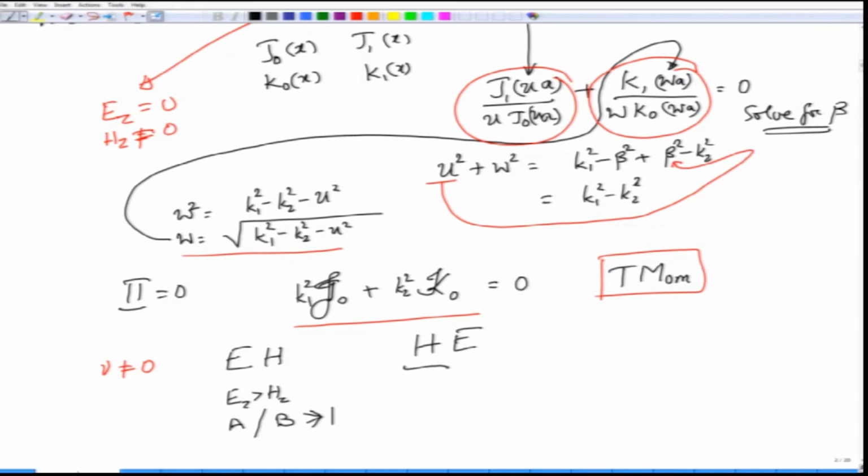Similarly, the HE mode will occur when Ez is less than Hz. Okay. So you get A by B much less than 1. So this is called the hybrid electric mode. Okay. So it's a little bit confusing, because the hybrid mode notations are a little confusing.